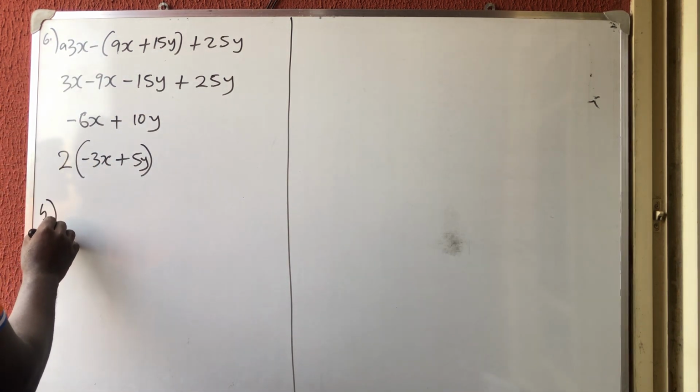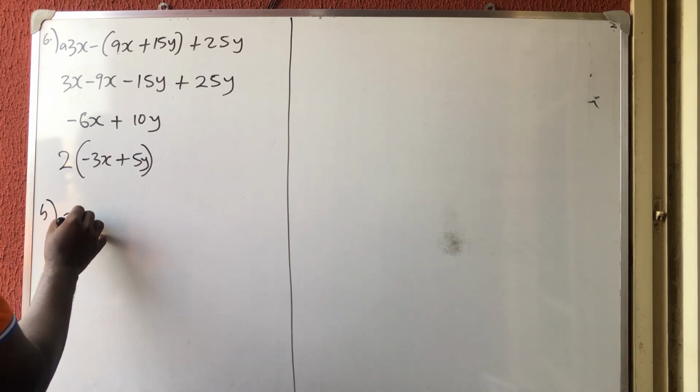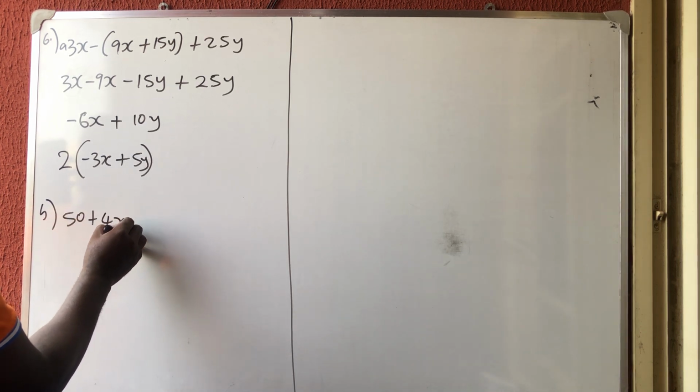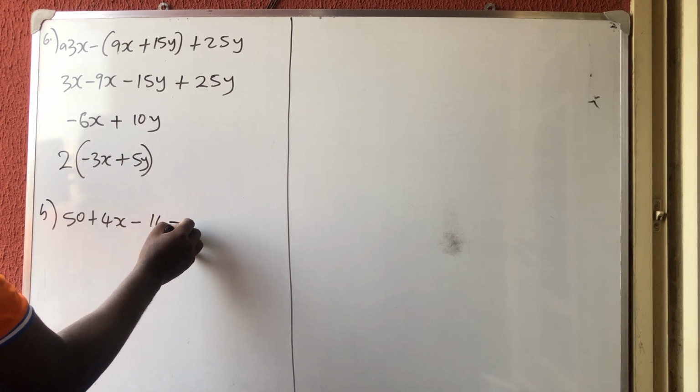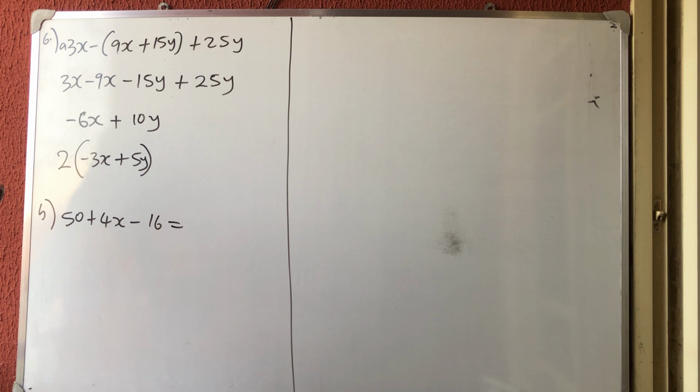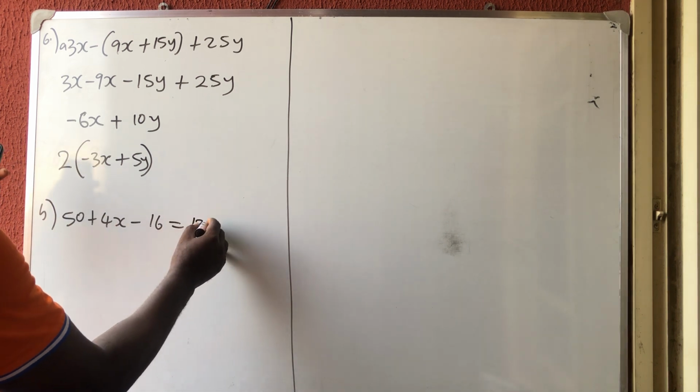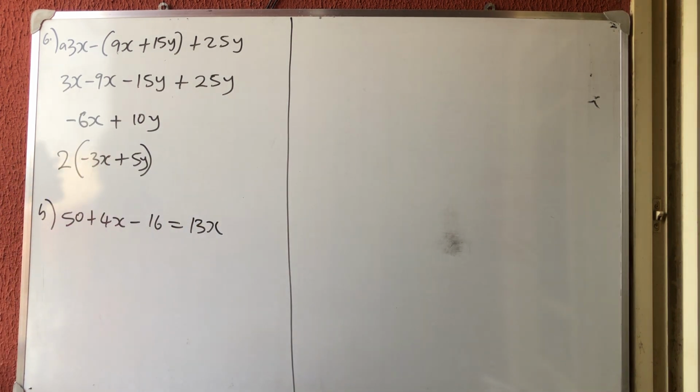Then for B it says 50 plus 4x minus 16 is equal to minus 16 is equal to 13x. Okay, so just collect like terms.